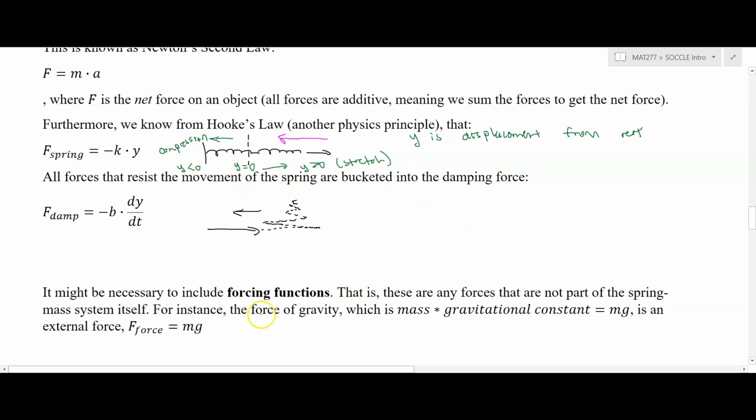The final force that we'll consider is that of what we call forcing functions. Now, forcing functions are forces that are not inherently part of the spring mass system. For instance, the force of gravity has nothing to do with the spring mass system itself. That is an external force. And from physics, what we know is that the force of gravity is the mass multiplied by the gravitational constant. I think it's negative 9.8 if you're dealing with the metric system, and that's just going to be written as m times g. So the forcing force, F sub force, is equal to mg.